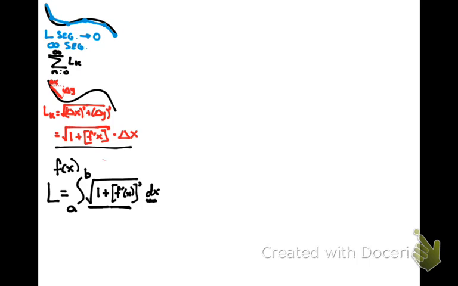So this is the formula for the length of a segment. And it can also be written in this way: the integral from a to b of the square root of 1 plus (dy/dx) squared dx. So these are the formulas for the arc length of a curve.